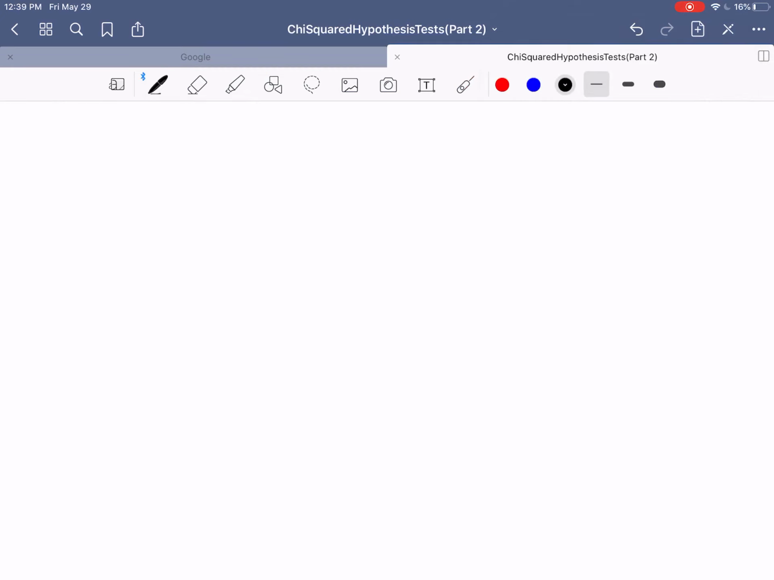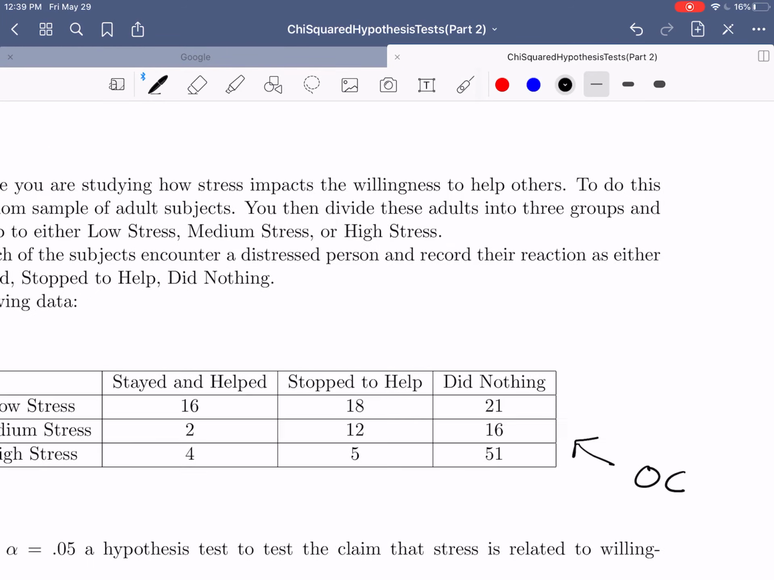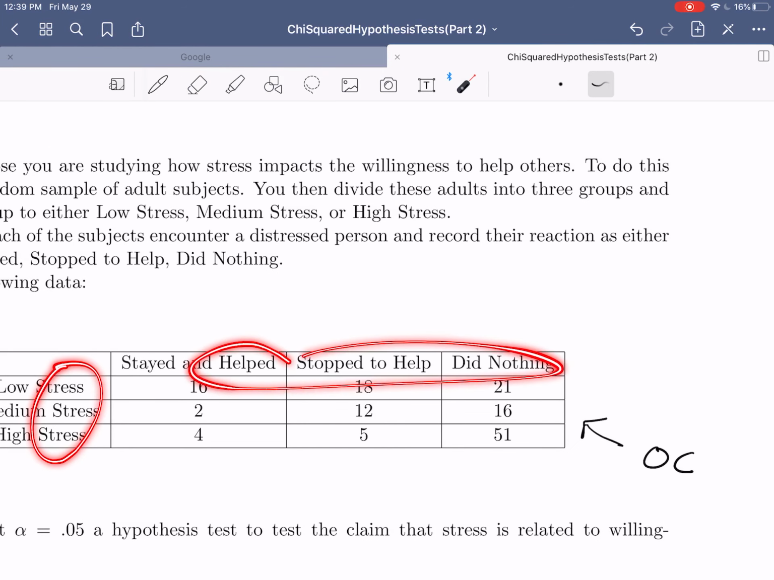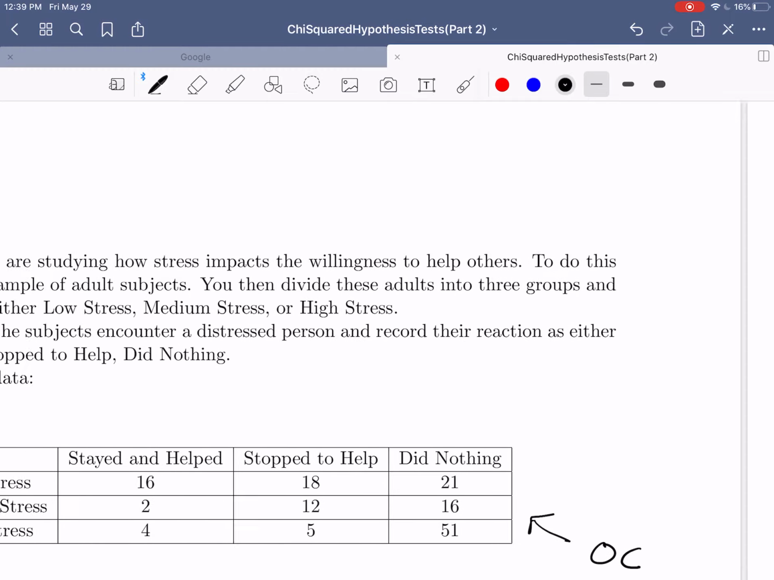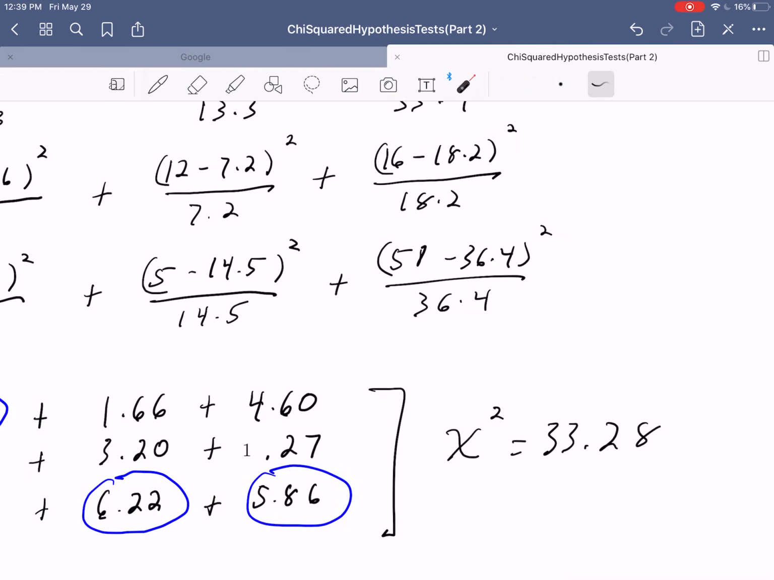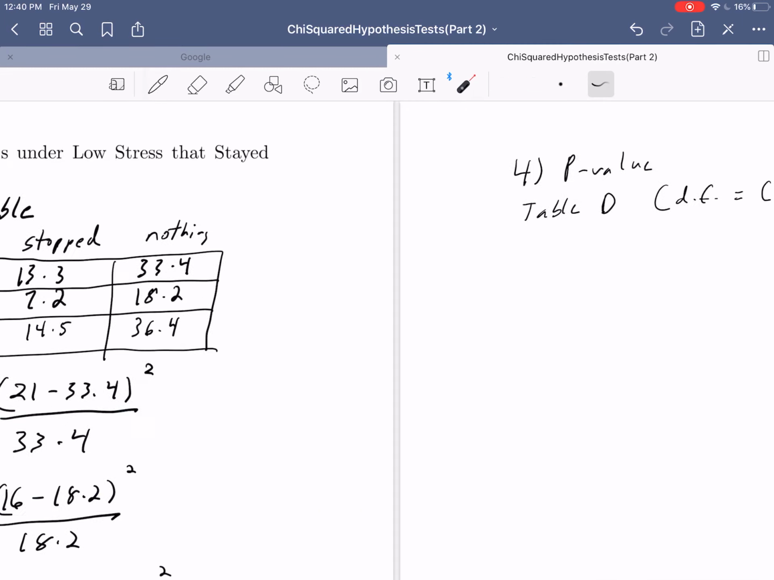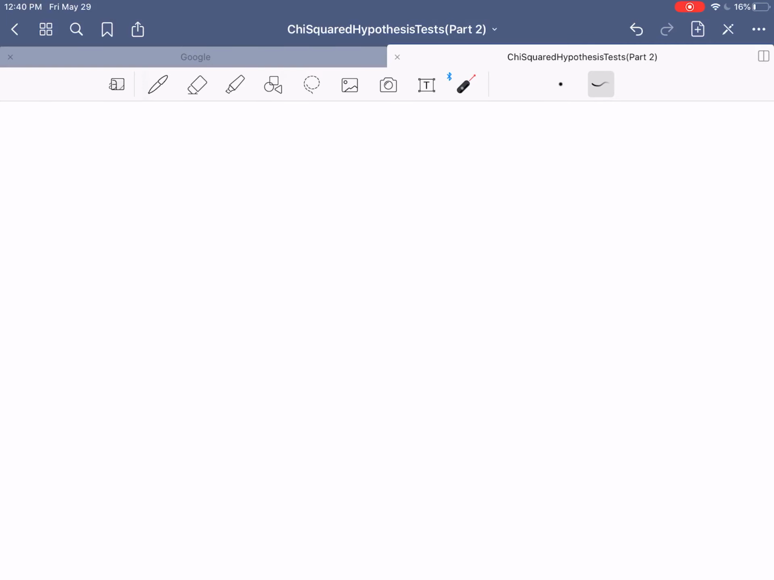So now we're ready to move on to step 4 here, our p-value. So remember that we want to go and use table D with our degrees of freedom being equal to, well, we had 3 options in this variable and 3 options in this variable. So that our degrees of freedom will be 3 minus 1 times 3 minus 1. Remember, number of rows minus 1 times number of columns minus 1. That's 2 times 2, which is 4. So we have 4 degrees of freedom, and we have our test statistic being this 33.28. So let's go ahead and take a look at table D here.